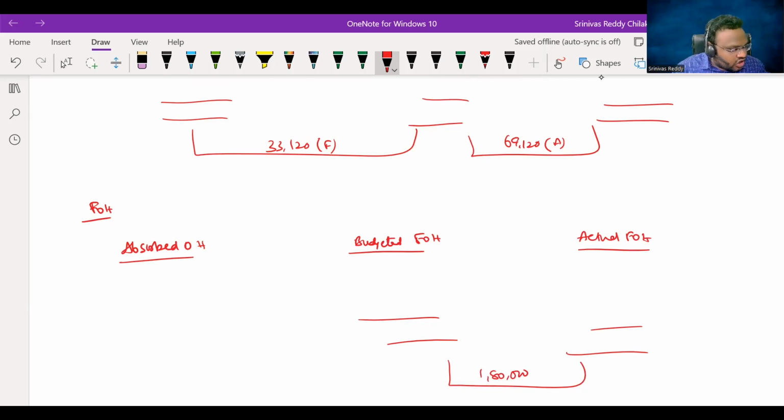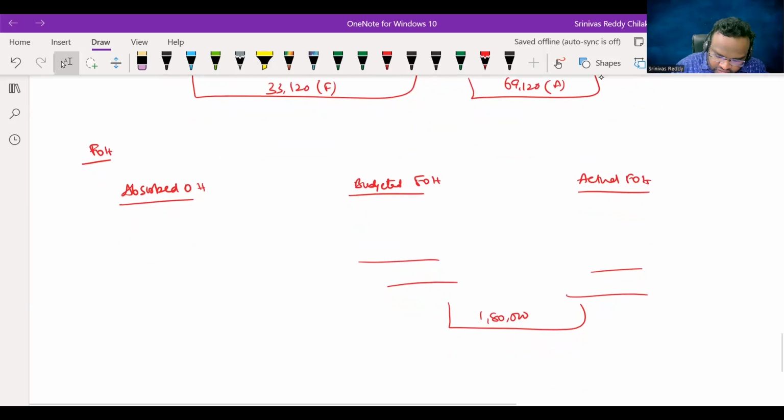Fixed production overhead cost incurred. How much have incurred actually? 45 lakhs. So can we work out this budget fixed overhead? What is this 1 lakh 80,000, favorable or adverse? So it should be 46 lakh 80,000... 43 lakh 20,000. Because it is adverse, actual should be more.